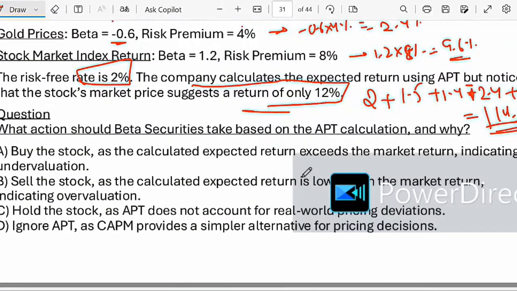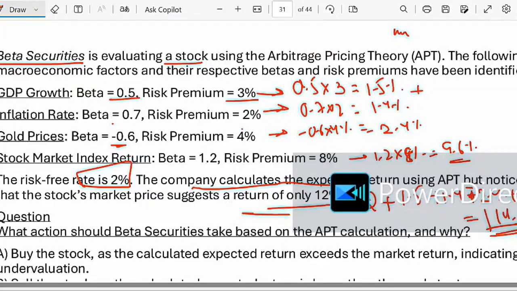So APT is saying that the stock should give 14.6%, but the market return is only how much? 12%. So isn't it an arbitrage opportunity? It is an arbitrage opportunity, right? You know the meaning of arbitrage? In BFM we have learned arbitrage, right? So the stock is undervalued, right? The APT is telling that return should be 14.6%, but the market price is suggesting the return of only 12%. So here we can take the arbitrage opportunity. And a smart investor grabs such a chance, right?